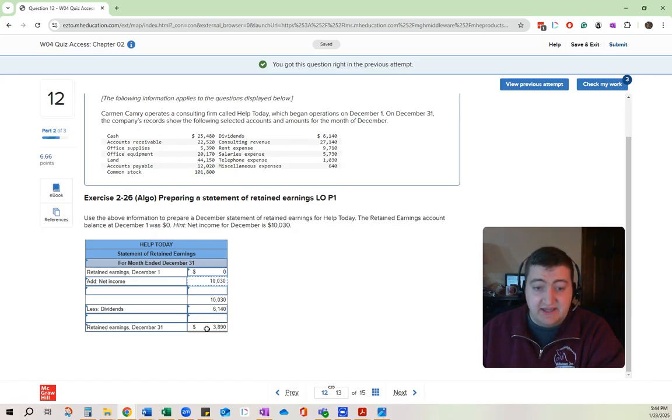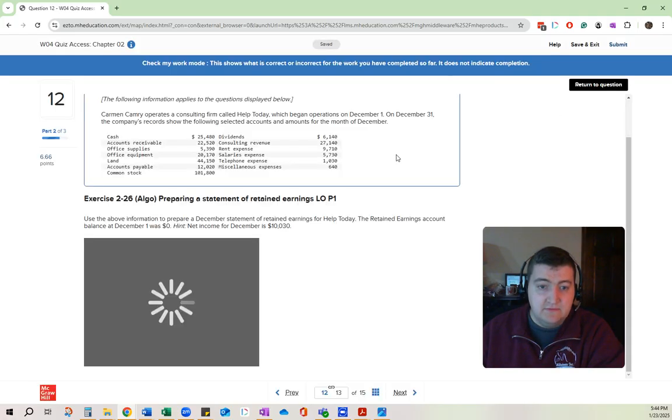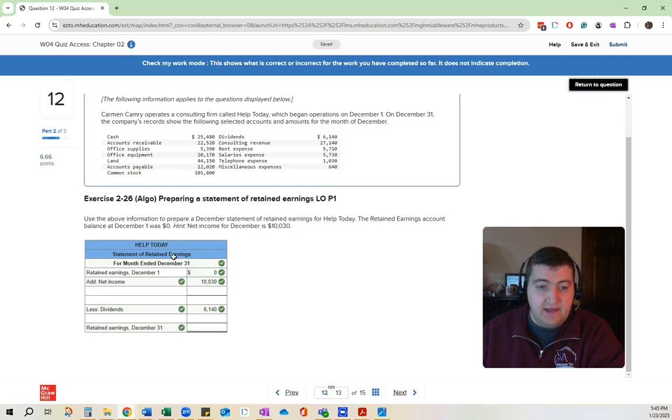And now that gives us a positive retained earnings, because we know we made over $10,000, and we only gave out $6,140 in dividends, which means there should be some left over for the retained earnings. So then we're going to again use the check work feature, and again we're getting all green checks.